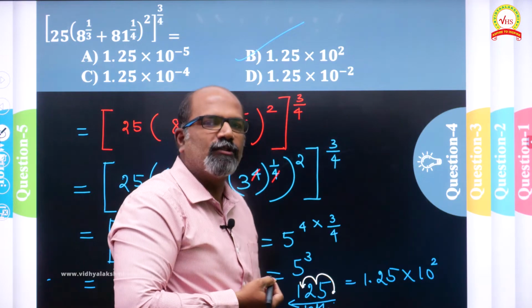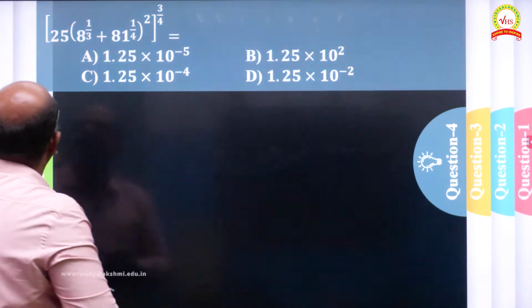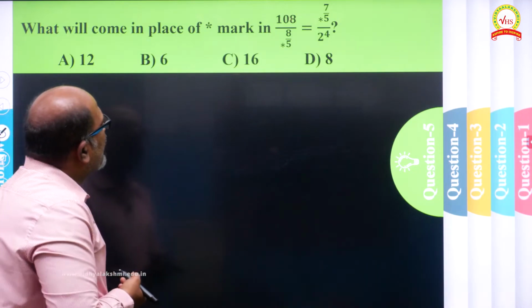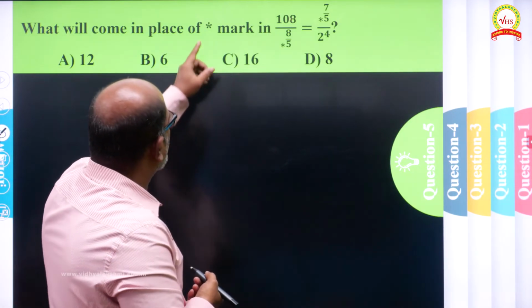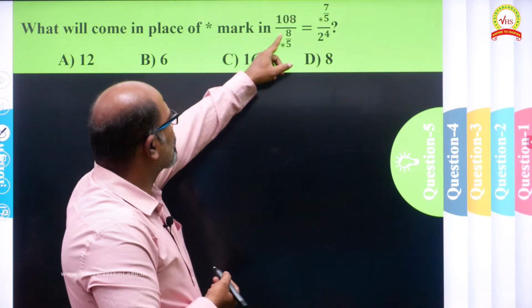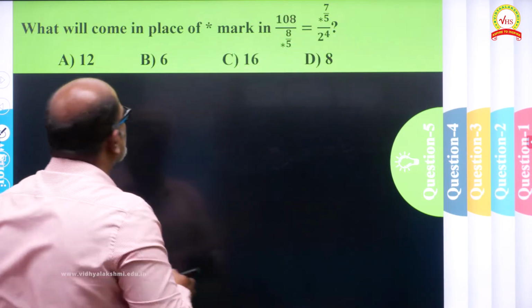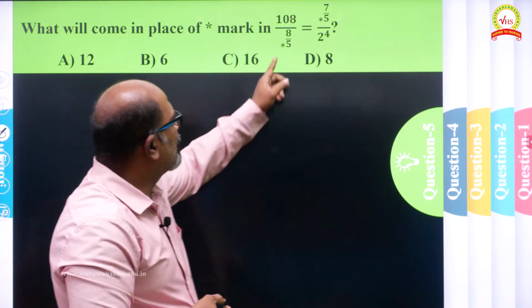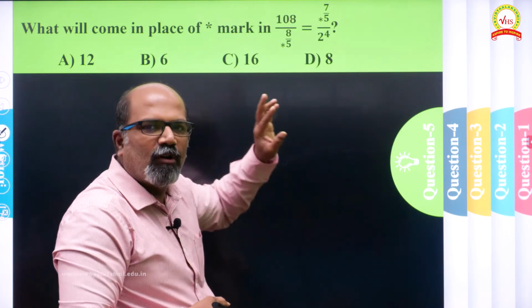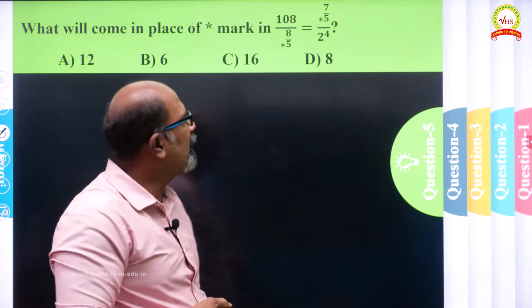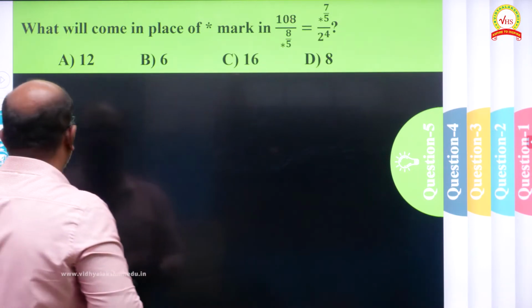Let us move to the next question. The last question of the session: what will come in the place of star? It is given like a star mark in this expression. This is an expression given here. I do not want to travel with this star because I just want to replace this star with x. So I want to keep it as x, and finally I will be telling you the answer. I will be selecting the answer.